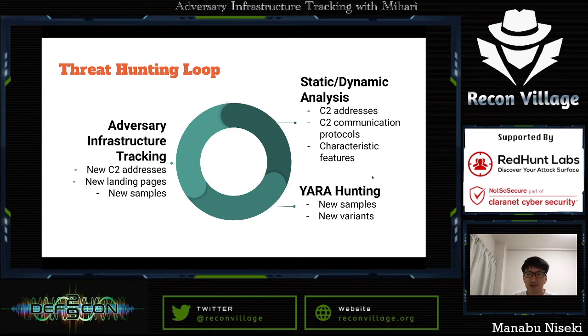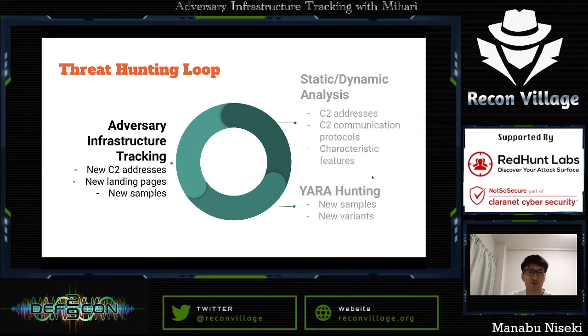This is a very simplified threat hunting loop. You have to do all the tasks in there to track an adversary, but in this presentation, I will focus on adversary infrastructure tracking. It can bring new C2 addresses, new landing pages, and new samples.